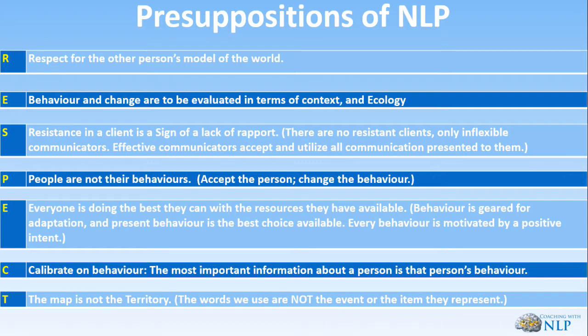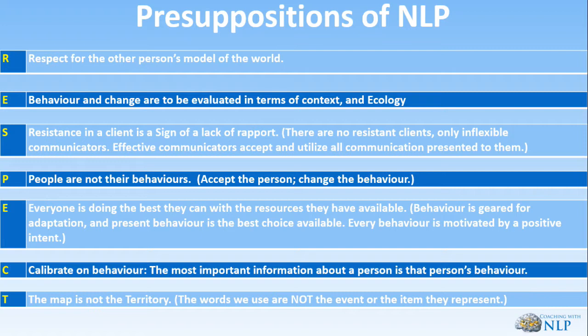Then T, the map is not the territory. So the words we use are not the event or the item that they represent. And so Alfred Korzybski again said, the label we give is not the experience itself. The map is not the territory. You see, all maps leave out information. The question is not really, is the map true? The question is, is the map useful? You see, a map is useful to the extent that it helps you find your way to where you want to go. The map doesn't describe the whole terrain. The menu is not the whole meal.